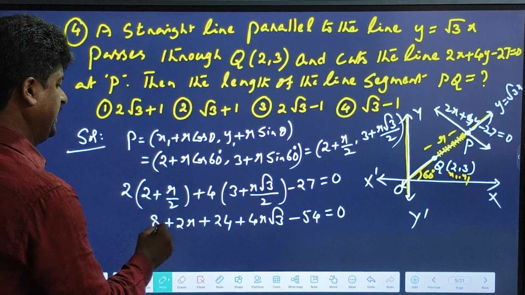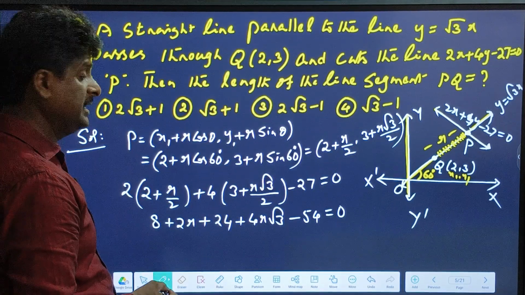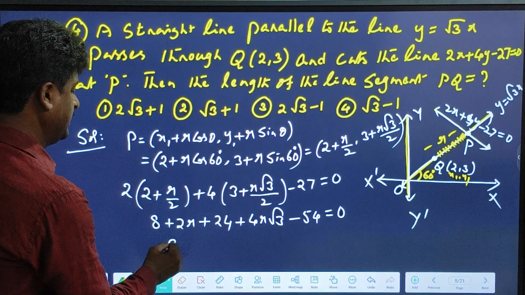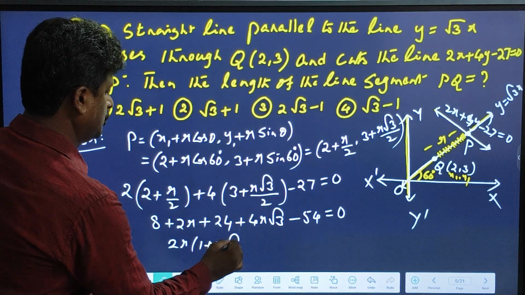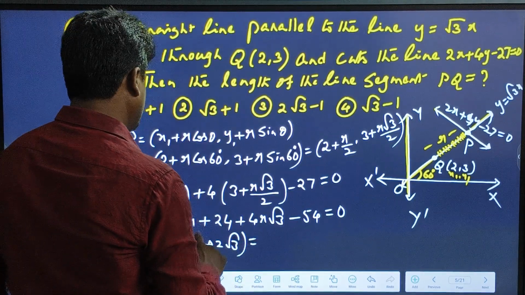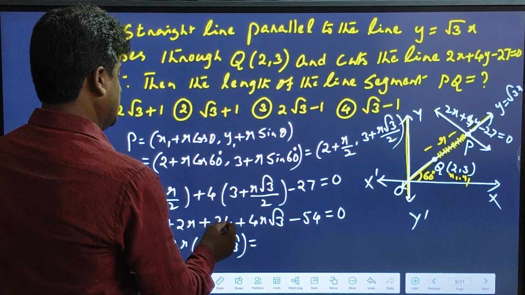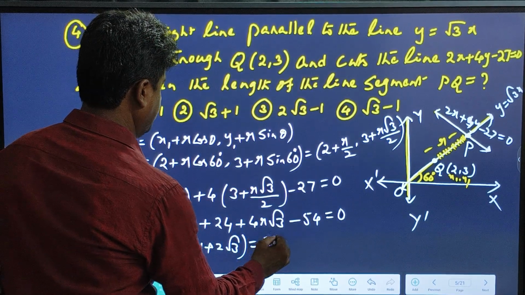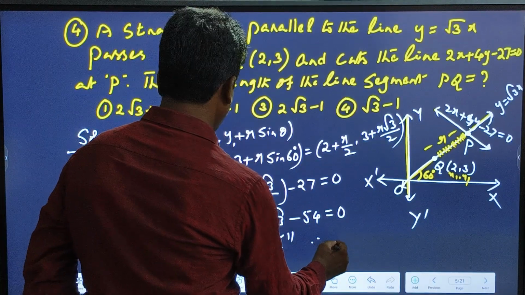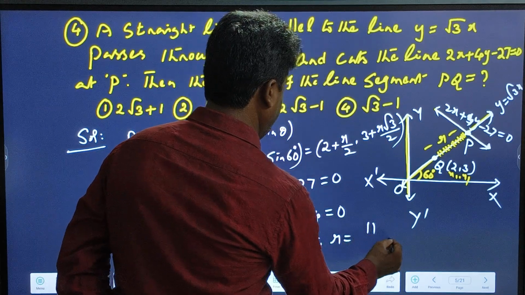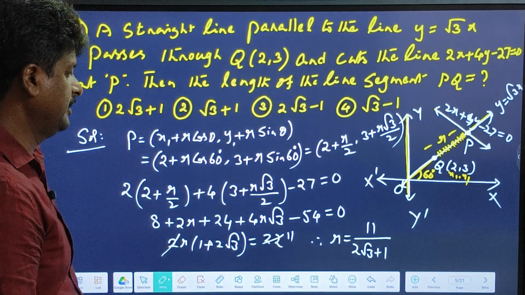2r plus 4r root 3, 8 plus 24, 32. 32 minus 54 is minus 22, bringing that to the other side. Here 2r taken out common, (1 plus 2 root 3) equals 22. Taking that to the other side, 22 over 2 will be 11 after cancellation. Therefore r equals 11 by (2 root 3 plus 1).